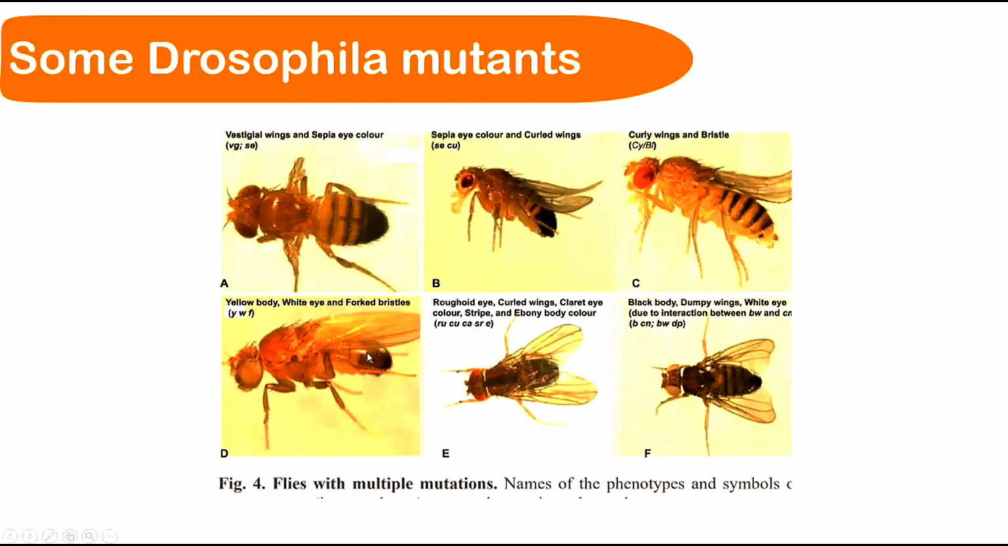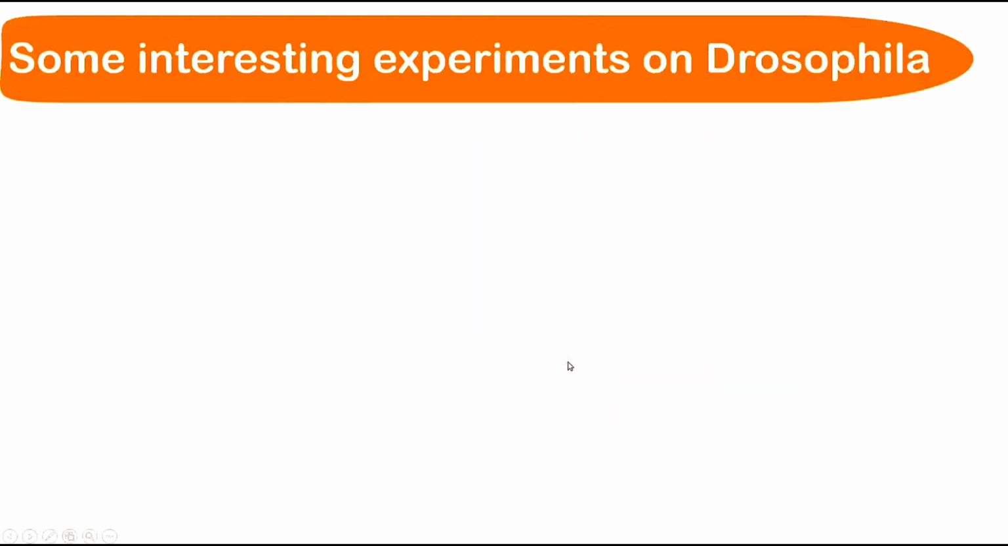Then this is yellow body and white eye and forked bristle. The bristles, if you see under the microscope, they will be forked, right? So this is a triple mutant. Then there can be multiple mutants also. So rhaphoid eye, curled wing, claret color, stripe, ebony, all together. So you can have multiple mutations as well.